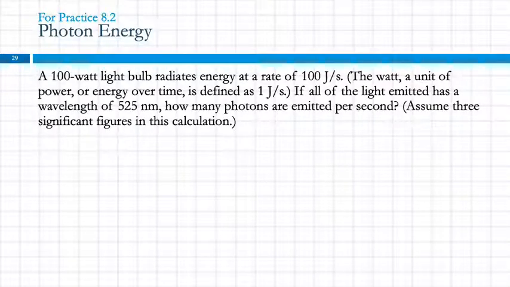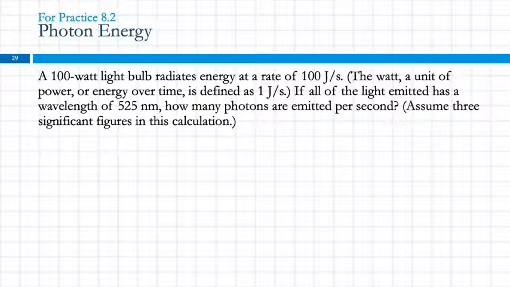And we're going to get back to the photoelectric effect. A 100-watt light bulb radiates energy at a rate of 100 joules per second. The watt is a unit of power, which is energy over time, and that's defined as 1 joule per second. If all the light emitted has a wavelength of 525 nanometers, how many photons are emitted per second? Assume 3 sig figs. Okay, this comes down to being a dimensional analysis problem.